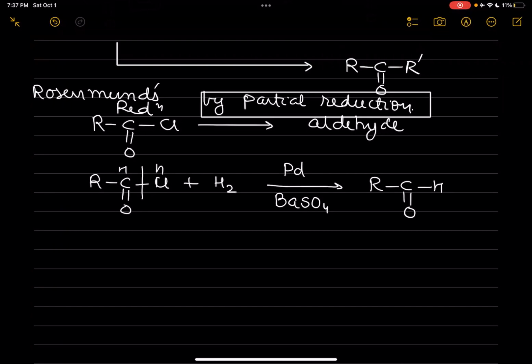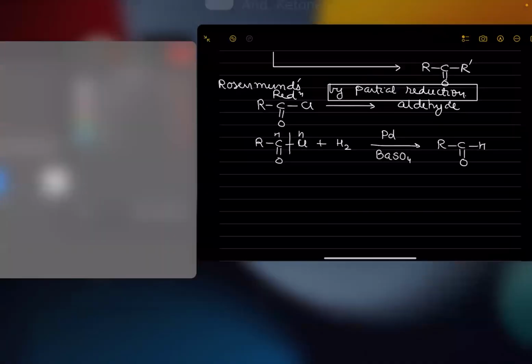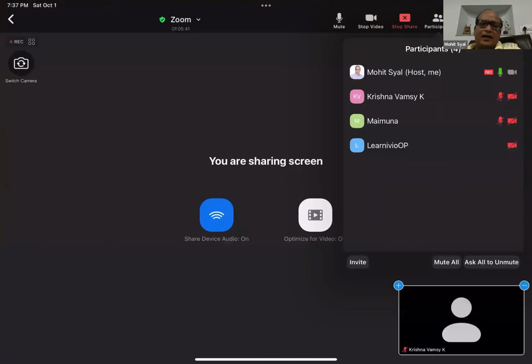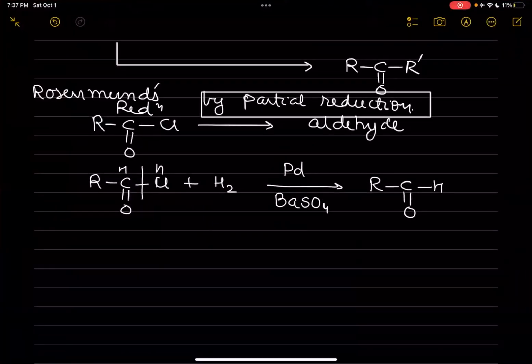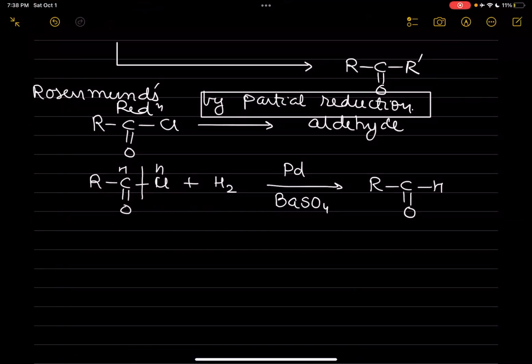This is the partial reduction, and you have taken the catalyst for the hydrogenation reaction, but along with the catalyst, you are taking a catalytic poison. Catalytic poisons are the substances which deactivate the catalyst. And why do we want to deactivate? Because we don't want to completely reduce it. So this is a very important reaction. Just remember it.